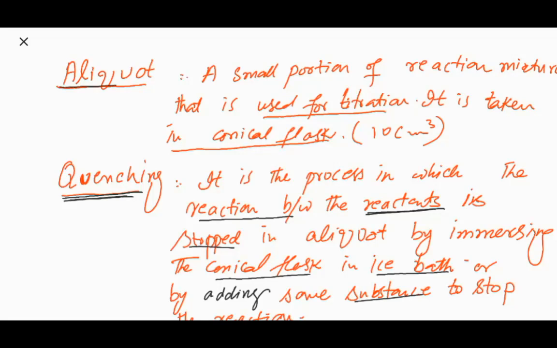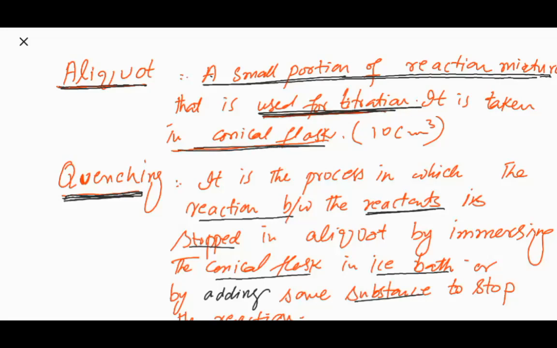But before that, let us explain what we mean by aliquot, what we mean by quenching, and what we mean by standard solution. Aliquot is a small portion of a reaction mixture, like 10 cm³ or 5 cm³. So it is basically a small portion of a reaction mixture that is used for titration. It is taken in a conical flask.